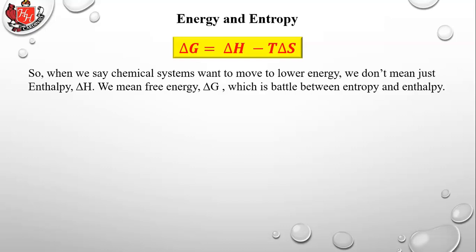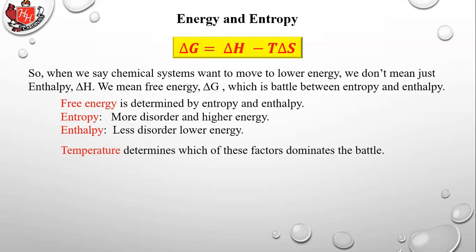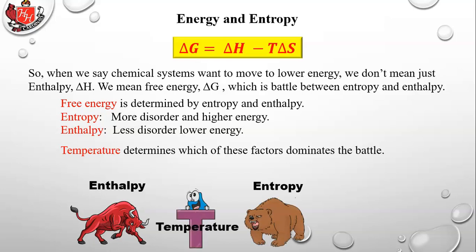So when we say chemical systems want to move from lower energy, we don't mean just enthalpy anymore, delta H. We mean free energy, delta G, which is a battle between entropy and enthalpy. So free energy is determined by entropy and enthalpy. Entropy means more disorder and higher energy. Enthalpy means less disorder and lower energy. Temperature determines which of these two factors dominates the battle. So there's enthalpy, there's entropy, and temperature is in between them to determine which one is going to dominate a particular reaction.